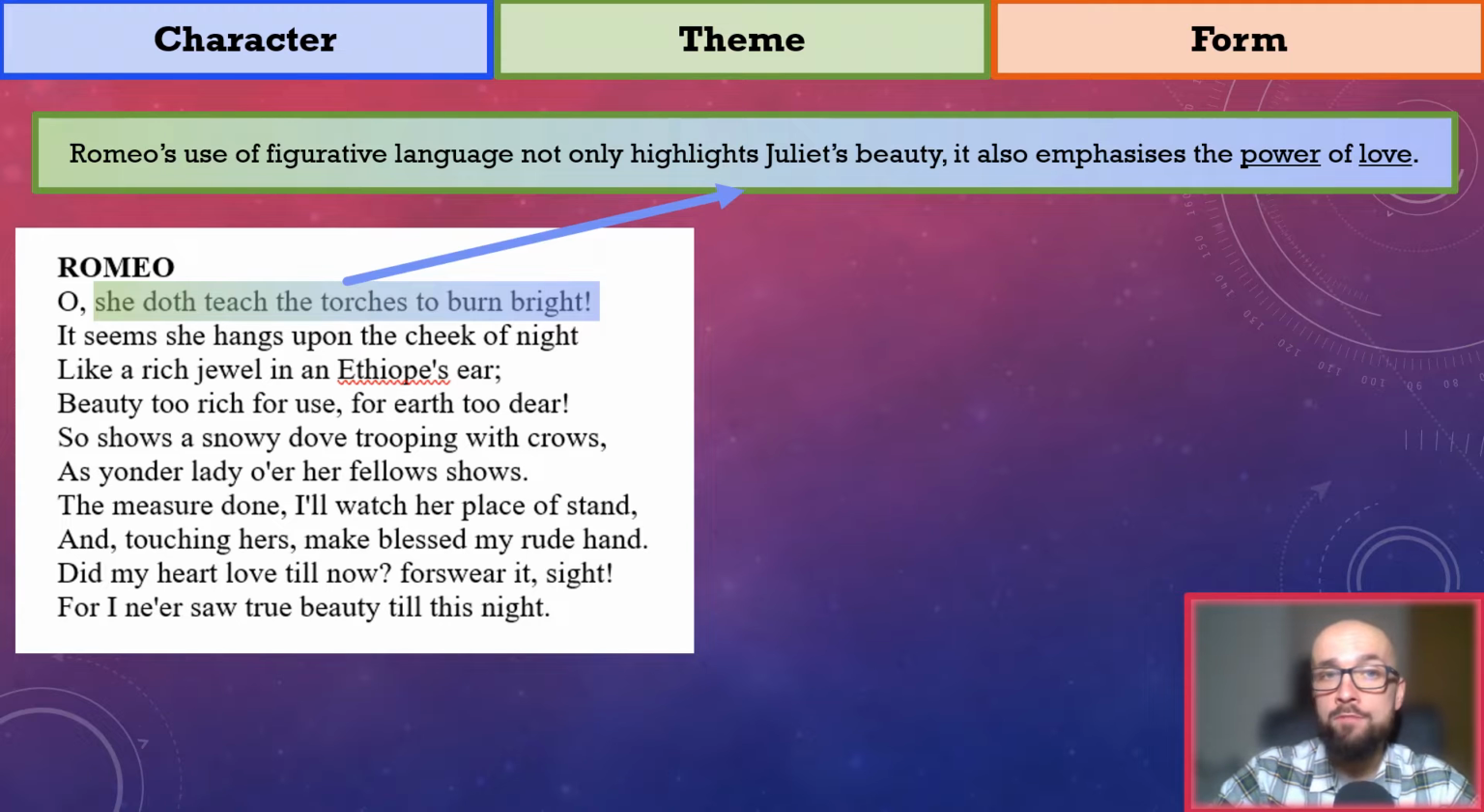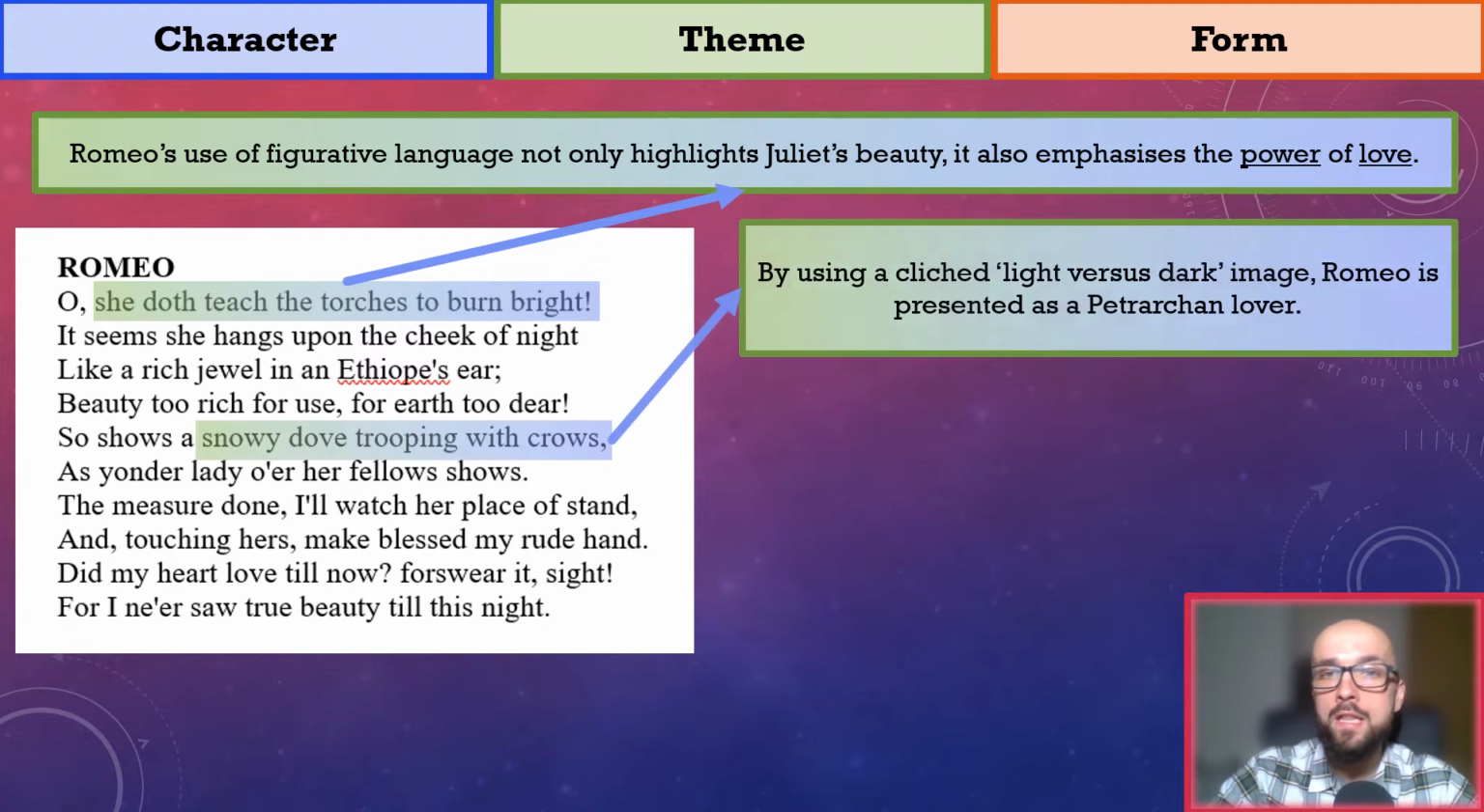Continuing with the imagery Romeo uses, the cliched light versus dark image he uses here could create the impression that he is a stereotypical Petrarchan lover. This is because his cliched love imagery sees him dote on Juliet in a way that was atypical for men in Shakespeare's time, but was very much normal for the Petrarchan lover figure.